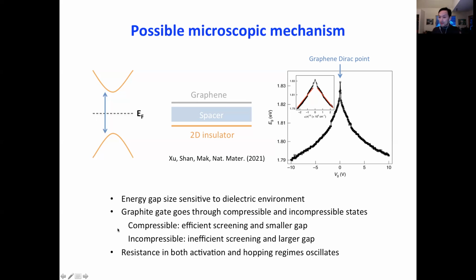So as a result, because of the quantum oscillations in the energy gap due to this periodic screening from the graphite layer, we expect that the resistance, no matter what kind of mechanism, either thermal activation or hopping transport, will oscillate together with the graphene layer.